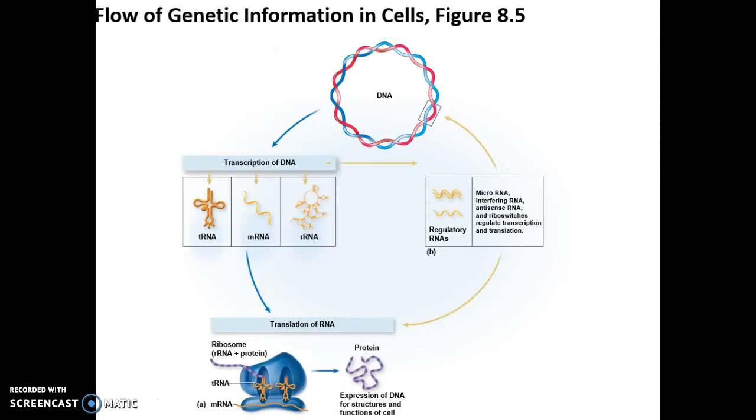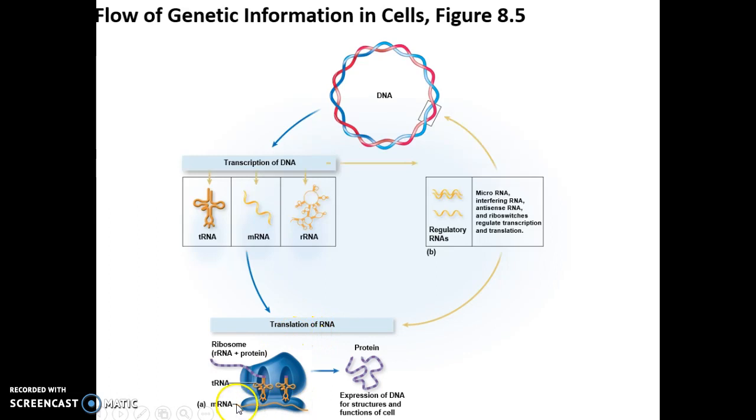So this is figure 8.5 from your textbook, and it's pretty basic. It's just showing the big picture ideas where you have your DNA. The DNA is transcribed to give you a variety of different RNA molecules. You have transfer RNA and mRNA and ribosomal RNA. And for mRNA, the M stands for messenger. So then, this is in the nucleus. It is created in the nucleus, leaves the nucleus and goes to the cytoplasm. And then you have translation of the RNA.